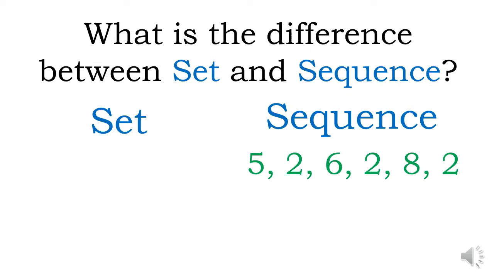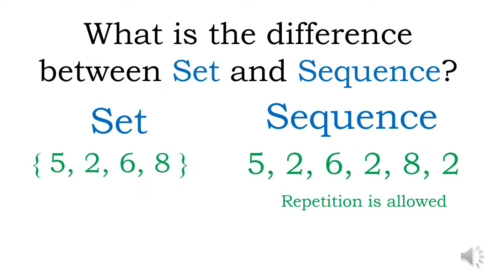So in a sequence, you can have the elements of your sequence as 5, 2, 6, 2, 8, and 2. Take note that 2 is written more than once because in a sequence, repetition is allowed. However, in a set, repetition is not allowed. That's why you can just write 2 once.